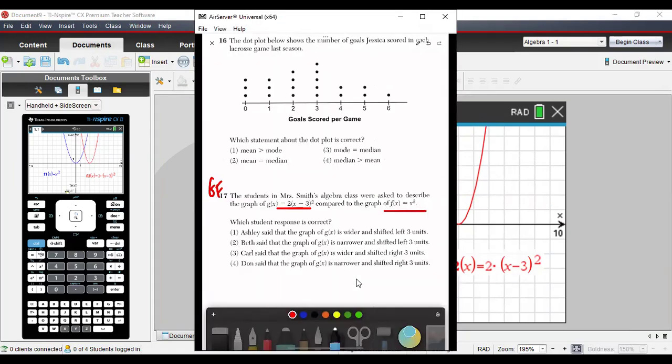So Ashley said the graph g of x is wider. That's not true. It's thinner. Beth said the graph of g of x is narrower. That is true. And shifted left 3 units. Nope. It's shifted to the right 3 units. Carl said that the graph of g of x is wider. Nope. g of x is not wider.